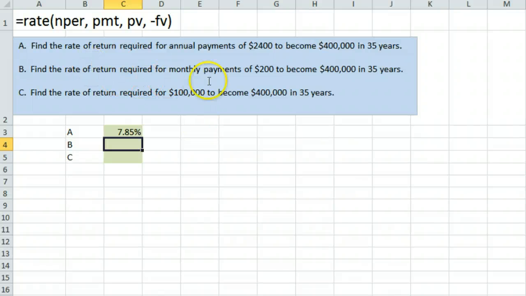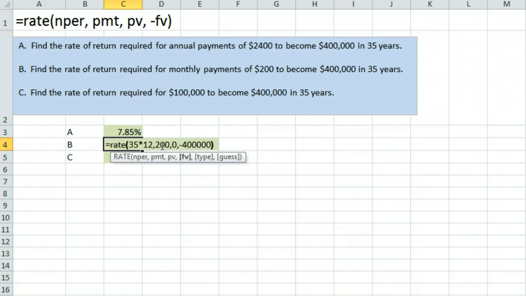In the second example, we have the same problem, except that we are going to make $200 payments monthly instead of $2,400 annually. We use equals rate. We have 35 years, so 35 times 12 total payments. We are making $200 deposits. We are not starting with any balance or present value. And we need $400,000 in the future.